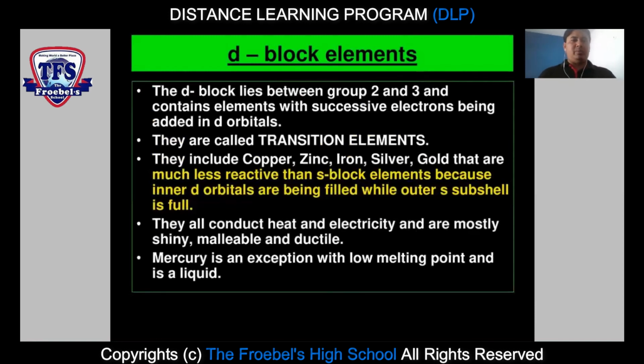Now, guys, D block elements. D block are called transition or outer transition elements, which include copper, zinc, iron, silver, etc. Mercury is the only liquid metal, which is in this block. They are very good conductors of heat and electricity, and even copper is the best conductor of electricity, and gold as well.